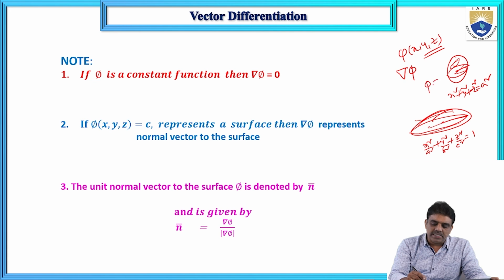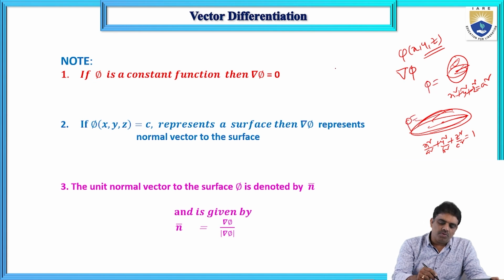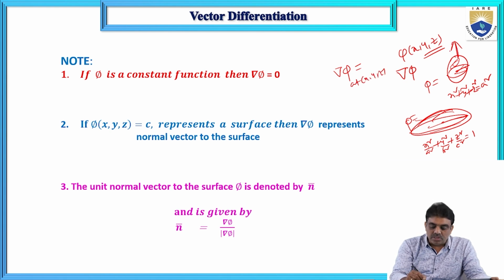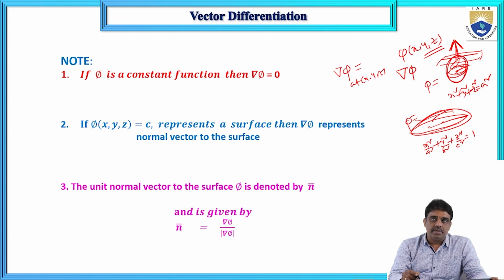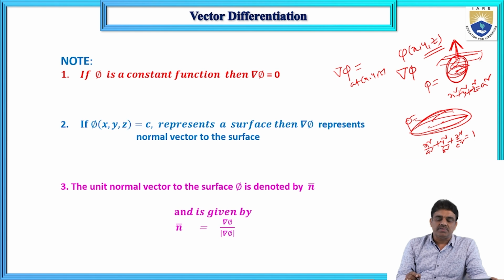Suppose it represents phi, and you want to find grad phi. Then it will give the normal vector to the surface at any point. If you find grad phi at any point x, y, z, it will give the normal vector at that point. The vector which is perpendicular to the tangent vector is called the normal vector. So the normal vector can be calculated by finding the gradient. That is the physical significance of the gradient.